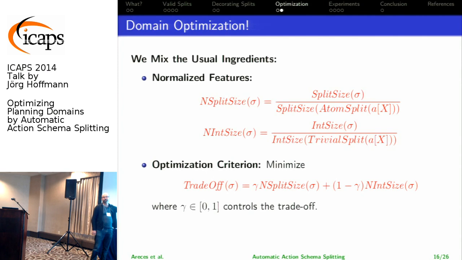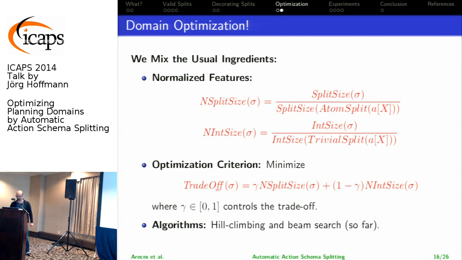If you set gamma to 1, then you'll be stuck to the trivial split. You're not willing to do any schema splitting at all. If you set it to 0, it means I'm going to split as long as I still have room for splitting. And then you solve it with the usual stuff.